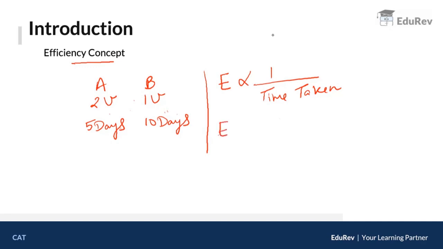Also, your efficiency is directly proportional to the work done. If you're more efficient, you will do more work in the same amount of time, and if you're less efficient, you're going to do less work. So this is your concept of efficiency. Quite a few questions in CAT are definitely asked on efficiency and MDH, so make sure you're thorough with these concepts. Now let's solve a few word problems regarding the same.